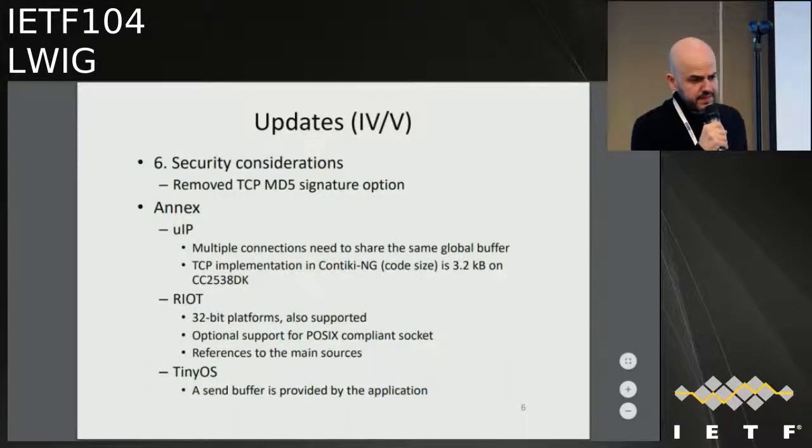And also we have updates in the annex, which tries to collect the details of some implementations of TCP for constrained devices. In the section that talks about micro IP, we now explain that if multiple connections are used, they need to share the same global buffer. And also in this section, we have added that the TCP implementation in Contiki NG, that's the code size of the implementation, is 3.2 kilobytes on CC2538 platform. And Rahul kindly performed these measurements just for the sake of the document, so thank you very much.